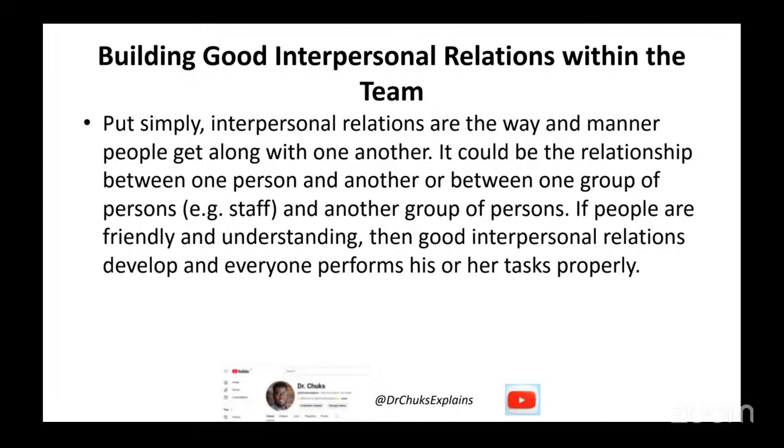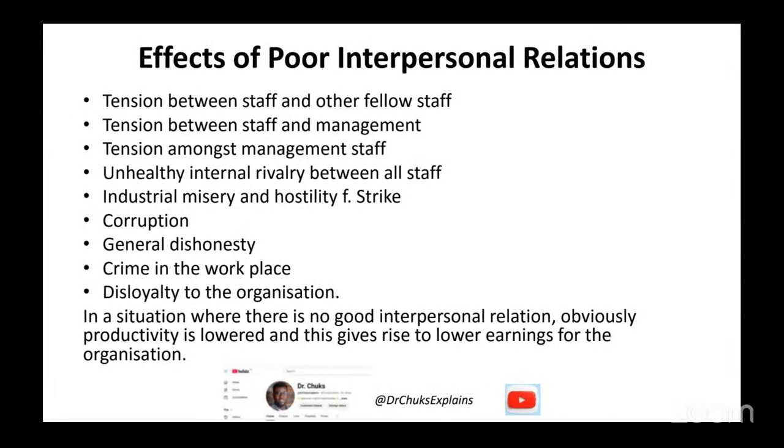If people are friendly and understanding, then good interpersonal relationships will develop, and everyone performs his or her task properly. So building good interpersonal relationships within a team is quite important.